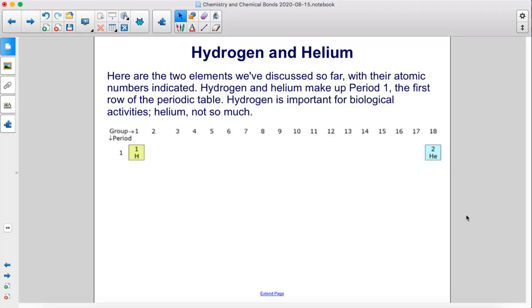Here are the two elements we've discussed so far, with their atomic numbers indicated. Hydrogen and helium make up period 1, the first row of the periodic table. Hydrogen is important for biological activities, helium not so much.